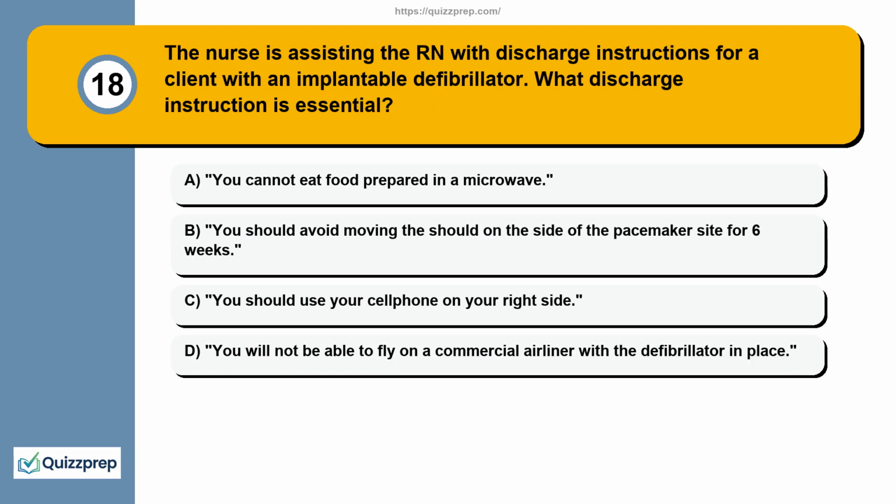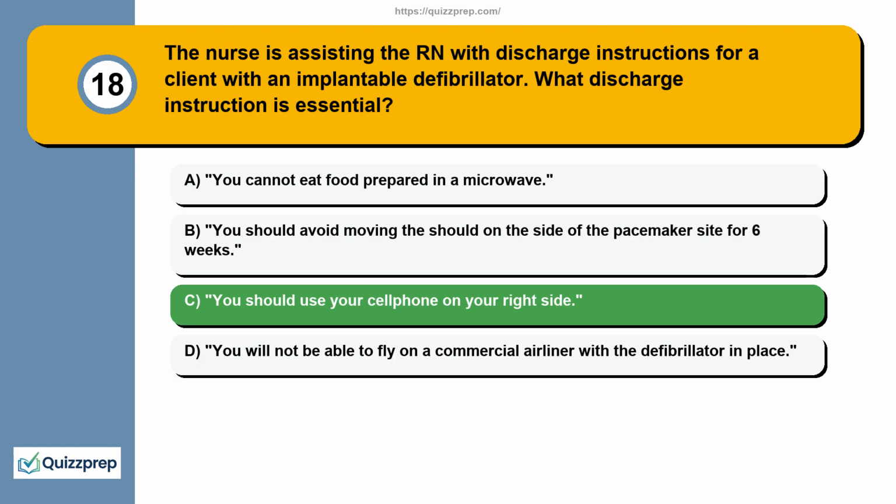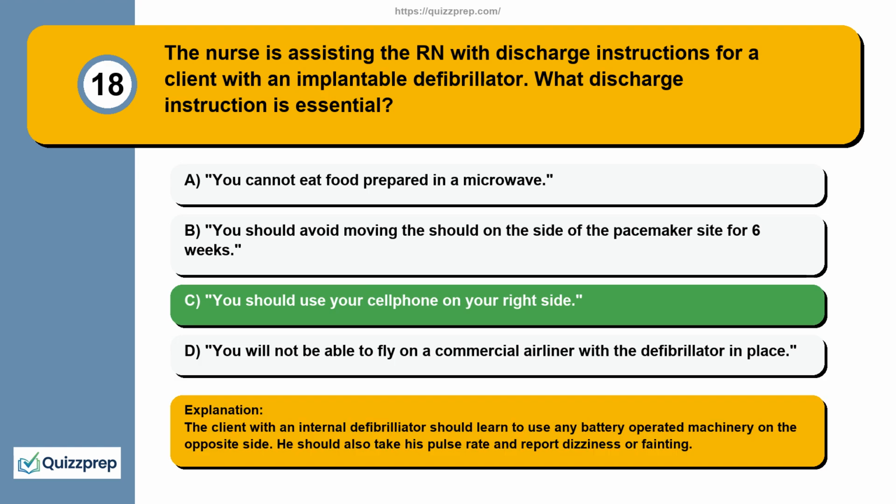Question 18. The nurse is assisting the RN with discharge instructions for a client with an implantable defibrillator. What discharge instruction is essential? You cannot eat food prepared in a microwave. You should avoid moving the shoulder on the side of the pacemaker site for 6 weeks. You should use your cell phone on your right side. You will not be able to fly on a commercial airliner with the defibrillator in place. The client with an internal defibrillator should learn to use any battery-operated machinery on the opposite side. He should also take his pulse rate and report dizziness or fainting.